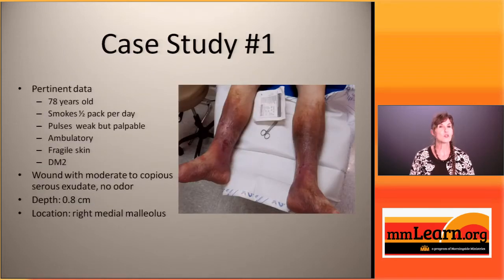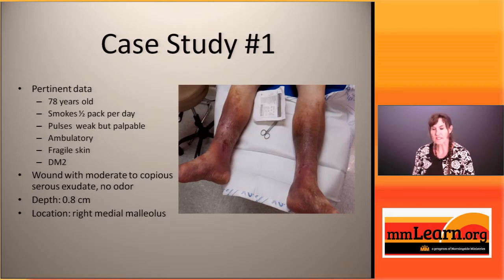So let's launch into our first case study here. In terms of the pertinent data, this is a gentleman who is 78 years old, with a long history of smoking, half a pack a day for many, many years. As you evaluate him, you notice that his pulses are weak but palpable. He is ambulatory, he lives in an assisted living setting, he has very fragile skin, and he has a history of type 2 diabetes.